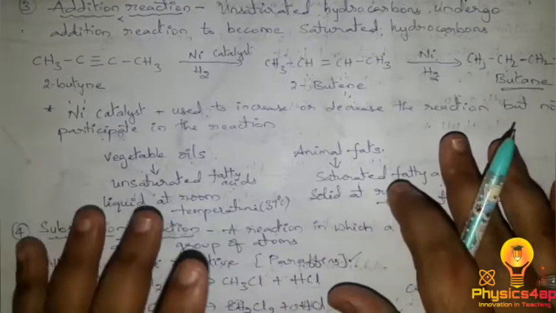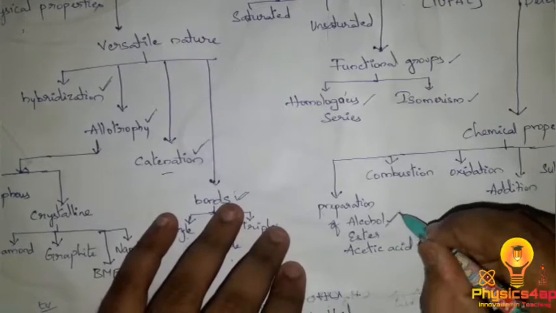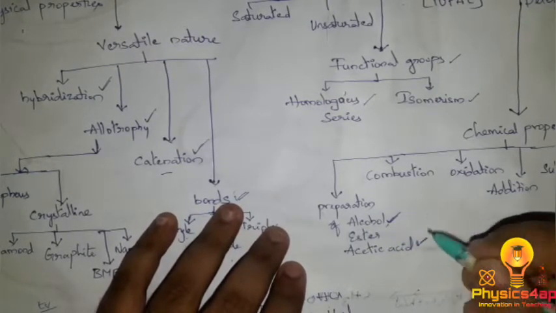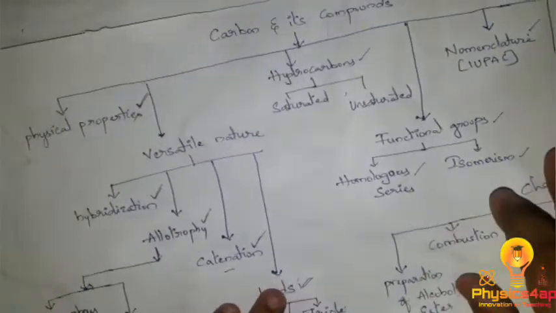So we have seen the chemical properties of carbon, that is the combustion. Next we have seen the oxidation, and next the addition reaction, and we have seen the substitution reaction over here. Now, after the completion of these chemical properties, let us move on to the preparation techniques of alcohol and acetic acid. So let us see how alcohol and acetic acid are prepared and what the properties are. So let us move on to that.